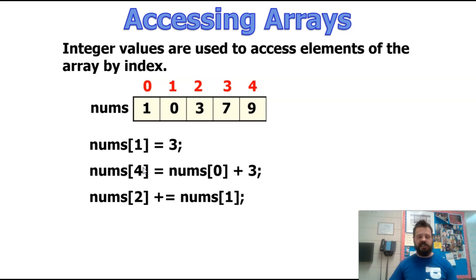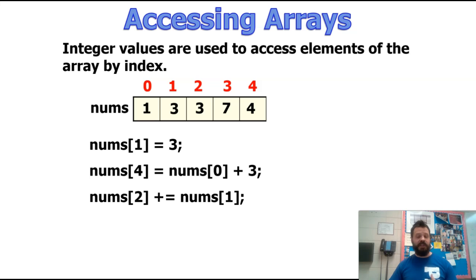We can also use this same convention to modify what's in our array. For example, if I say nums[1] gets 3, what that code is going to do is go to index 1, remove what was there, and reassign it with a 3. I can do more complicated reassignments. We can say nums at 4 gets, so we're reassigning what's at 4, nums at 0, which would be a 1, plus 3, so 4.